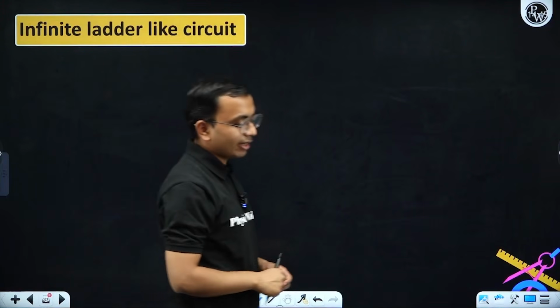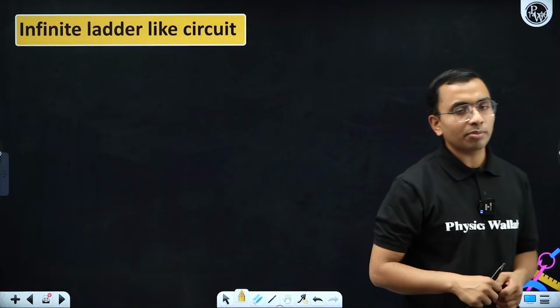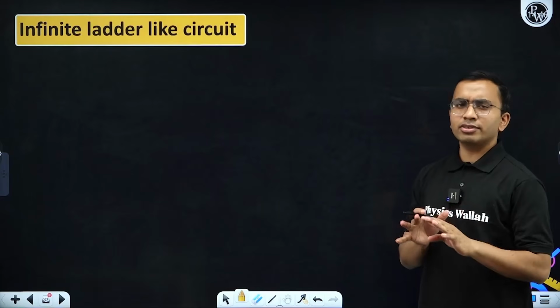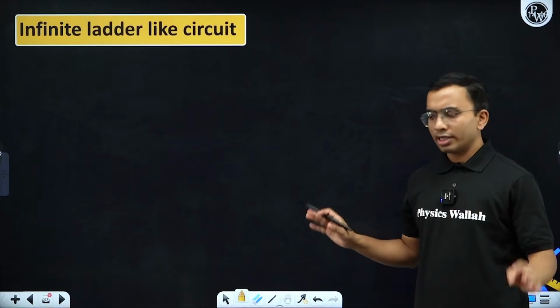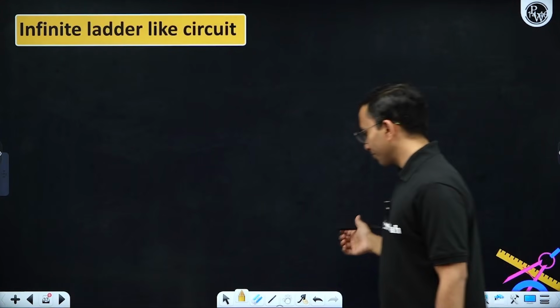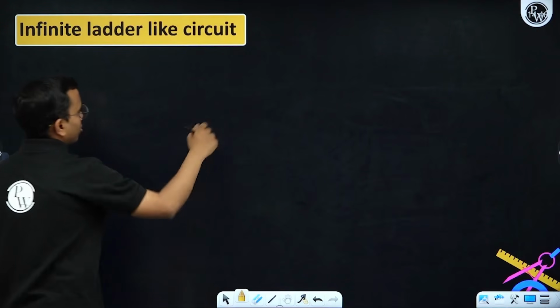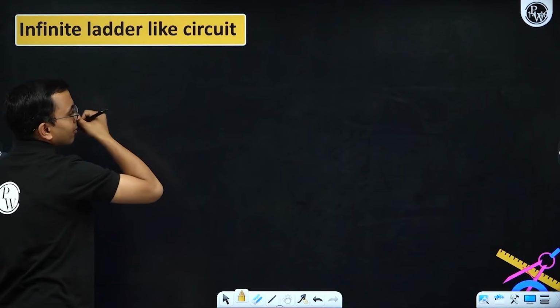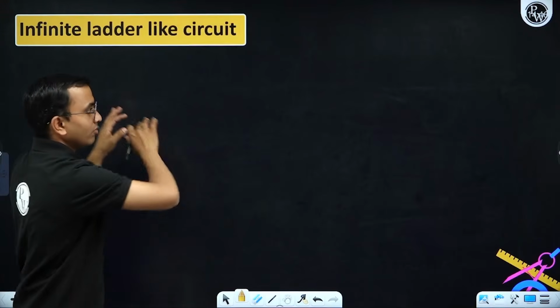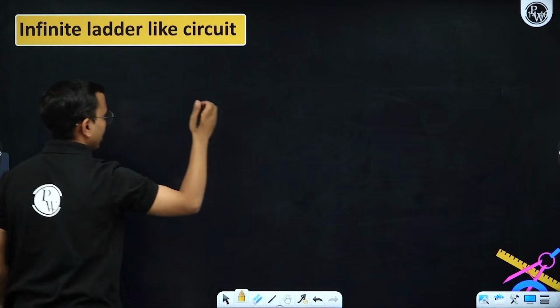Now, infinite ladder circuit. Sometimes not in mains actually. Infinite ladder thing is not asked in mains. But I am telling you the concept because that will give you better conceptual clarity. So sometimes you may find a question in which some part of the circuit is repeated again and again, continuing till infinity. Let us take an example.